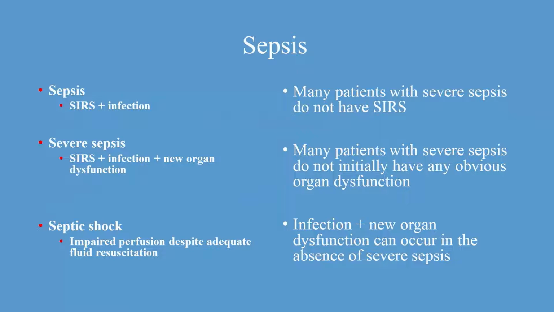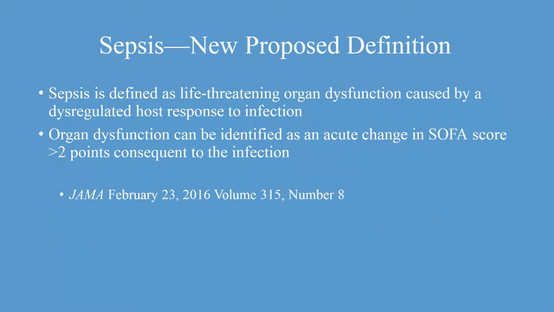It's subtle, it's occult. And then the new organ dysfunction might be occurring in the absence of sepsis. So they say now that this is the proposed definition, that sepsis is a life-threatening organ dysfunction caused by a dysregulated host response to infection, and that this organ dysfunction can be identified as an acute change in the SOFA score.